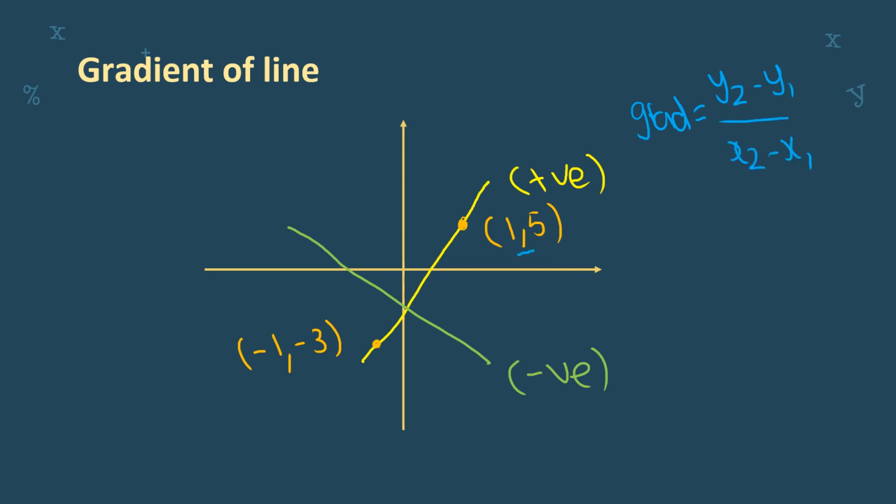Let's say we use these values here to be our x2 and y2 values, and these values here to be our x1 and y1 values. So y2, which is 5, minus y1, which is -3, over x2, which is 1, minus x1, which is -1. And this will give us 8 over 2, which equals 4. So we have a positive gradient of 4.